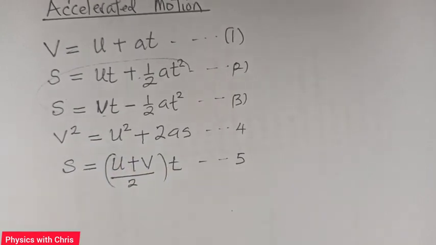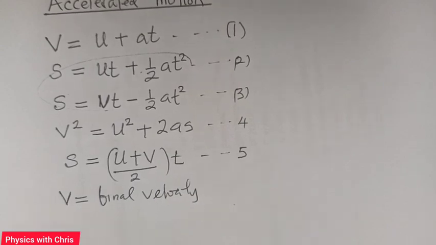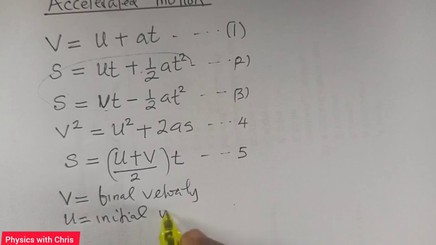But I need to define the terms in these equations for those who have not been following my video lessons, although my previous videos have defined all these terms. Let's just quickly look at it. V is called the final velocity, that is, the velocity of a body after some time t. Then u is called the initial velocity, the velocity of the body at t equals 0, that is, at the start.